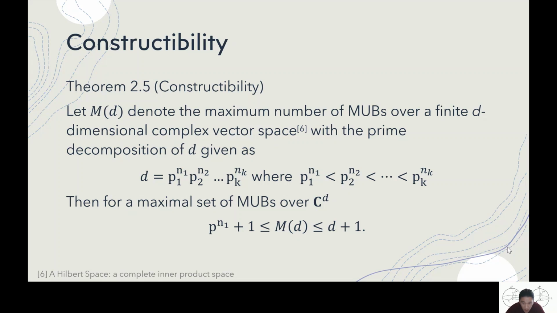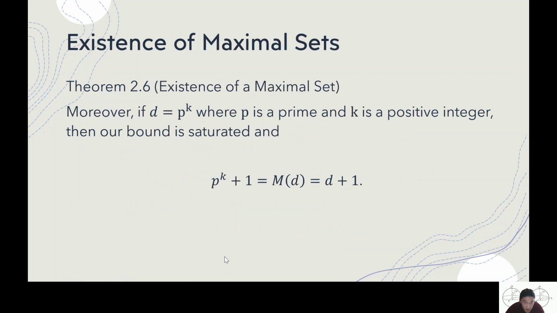Okay, so now we know what these bounds are. We have a lower bound and upper bound. So maybe your next question is, when is that bound saturated? Well, for our keen-eyed viewers, that bound will be saturated when there is only one prime power. So that means that when d is a prime power, there exists a maximal set of d plus 1 mutually unbiased bases in a d-dimensional Hilbert space. And this is a pretty natural conclusion, but pretty interesting too, because we've seen that prime power come up somewhere else before, right?